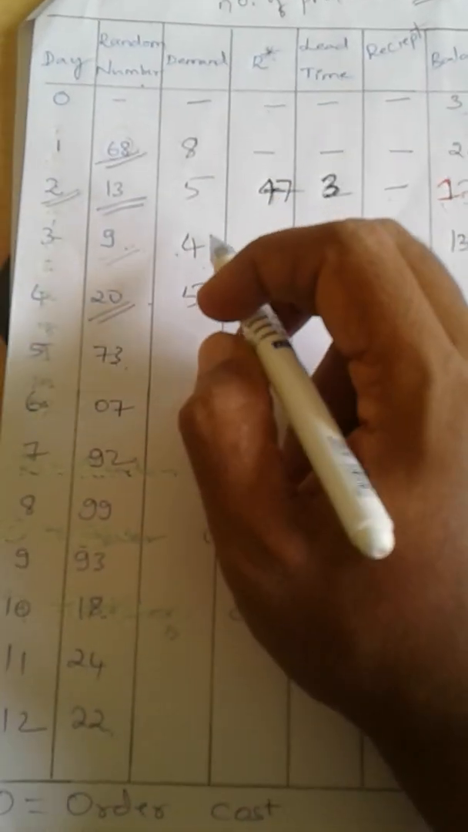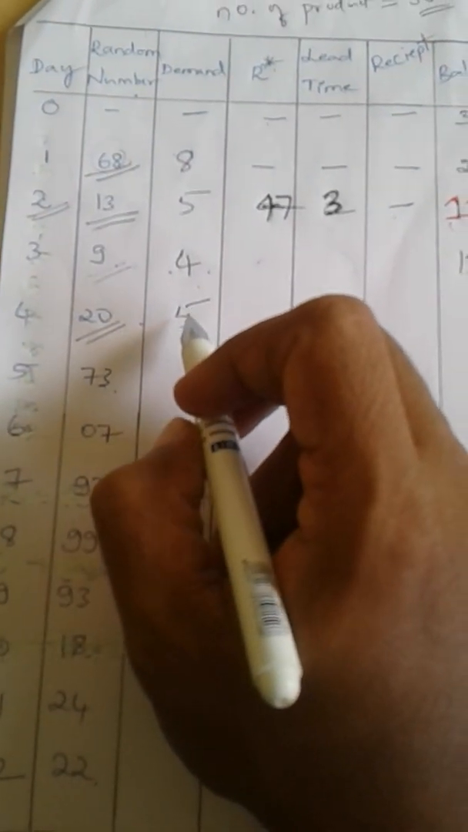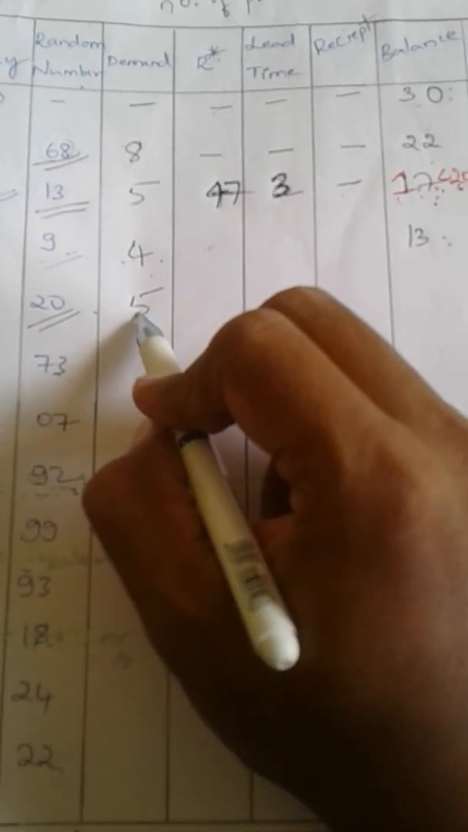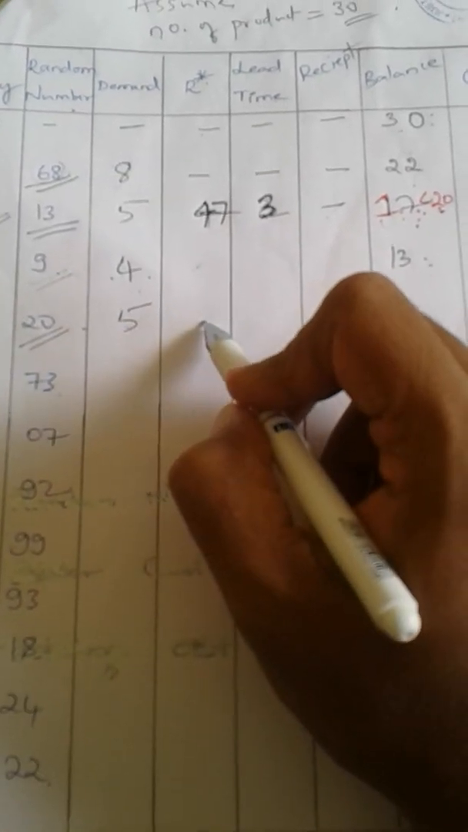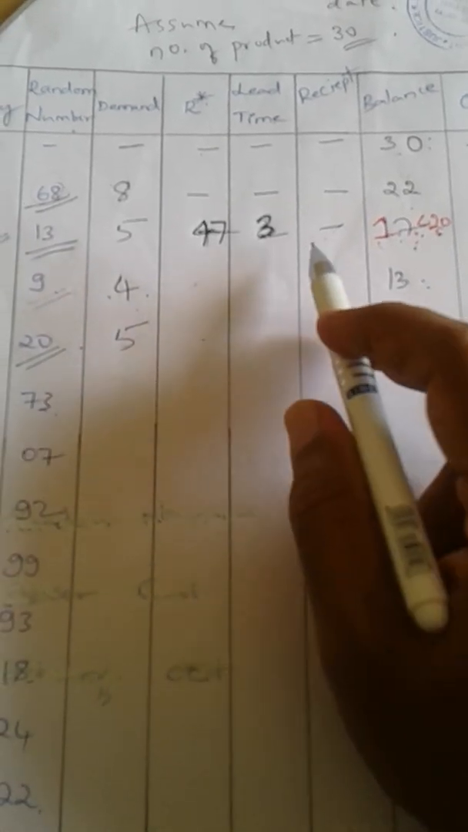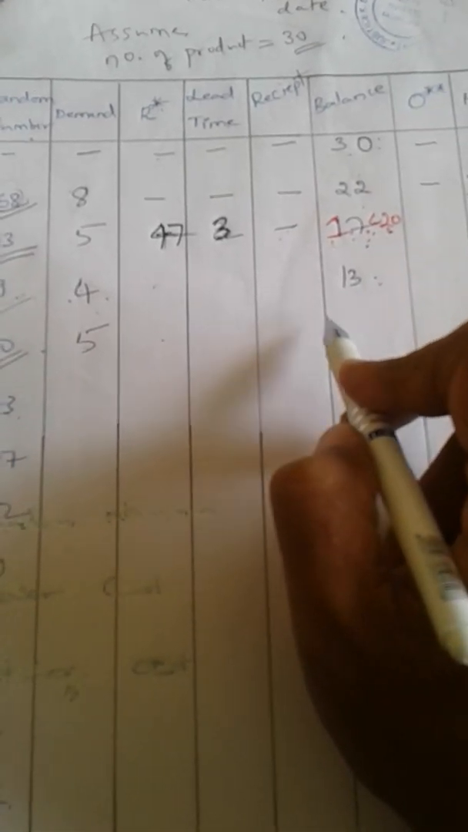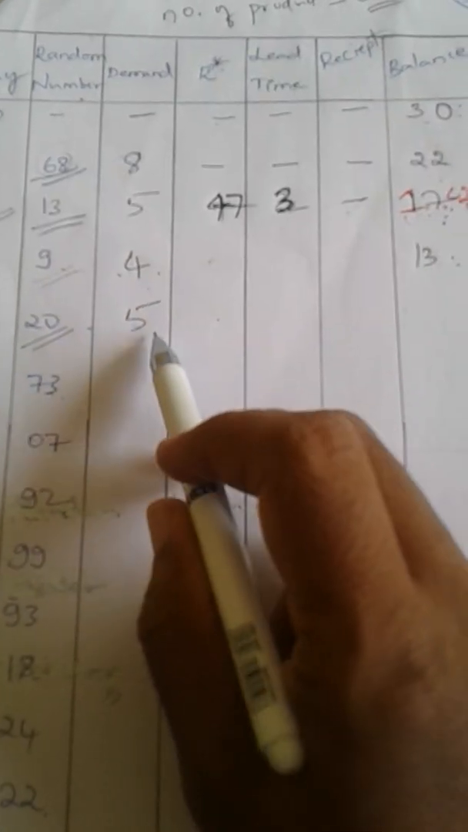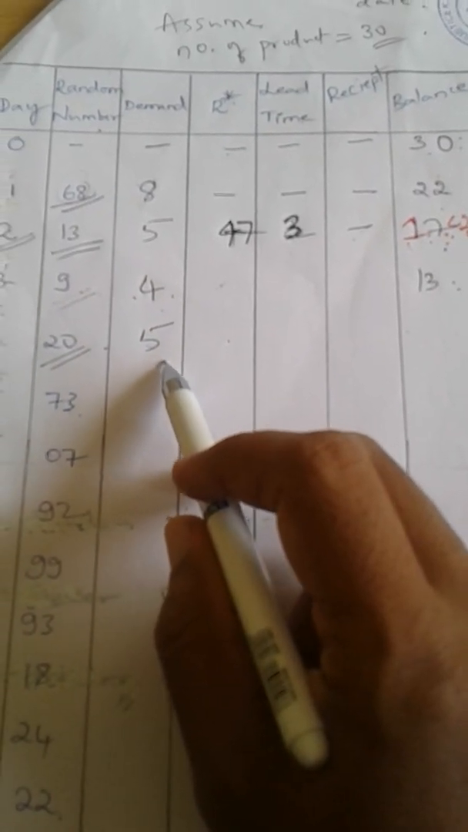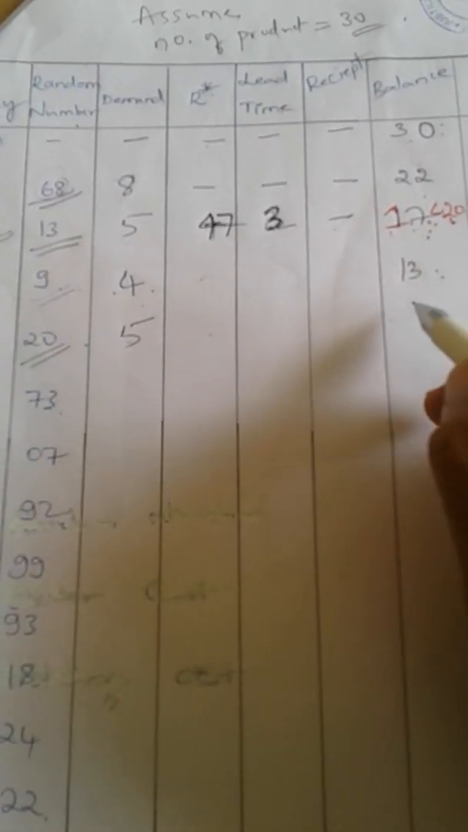All right. So here we had the demand of 5 units. So here we do not require any lead time, as we have already placed an order here. So every time we need not place an order. Okay. Now in balance there were 13 units in the inventory. For the 5 units there is a demand. Now next we can see that it will become 8.